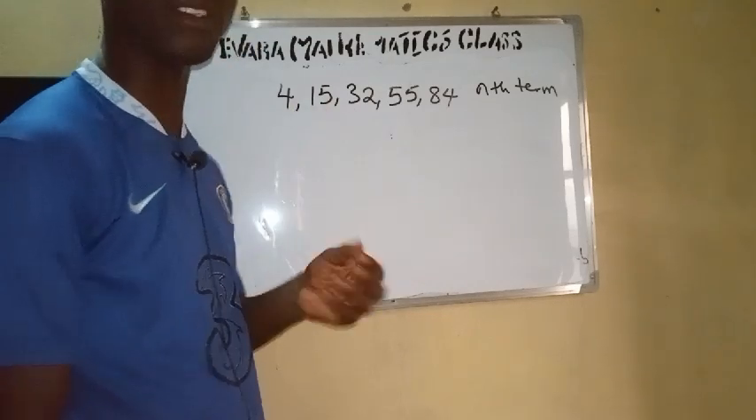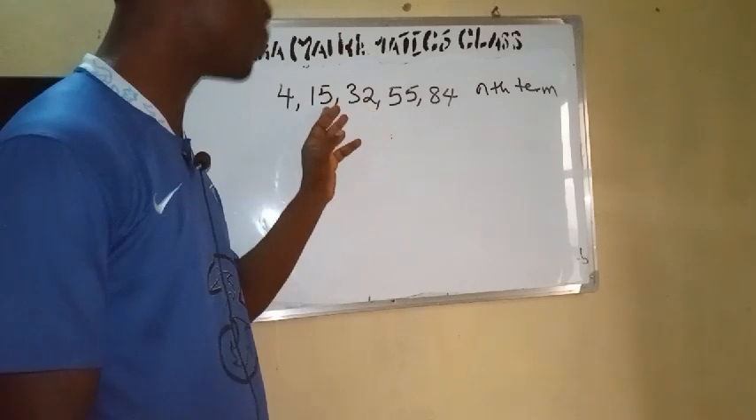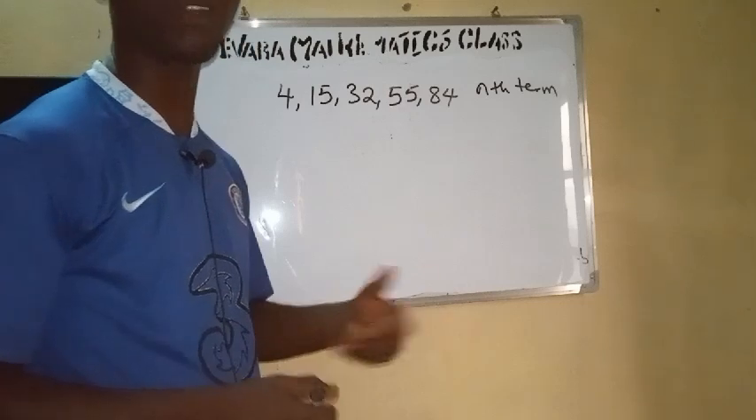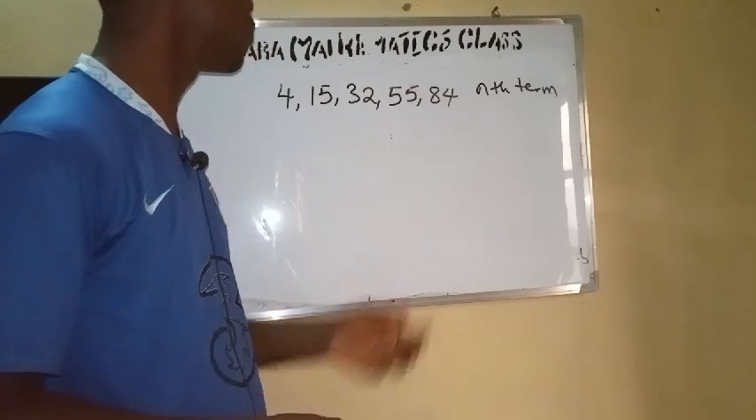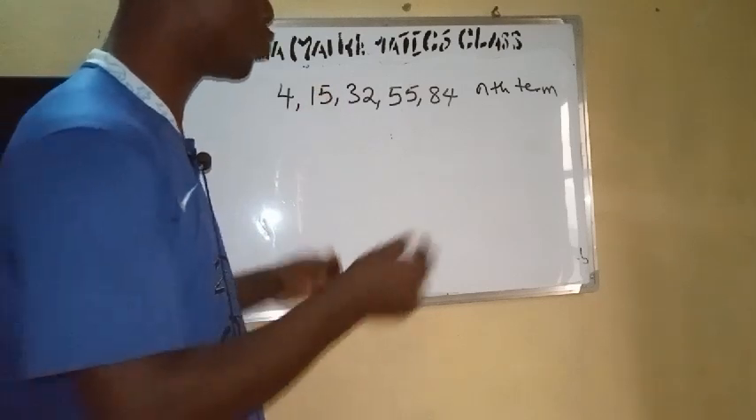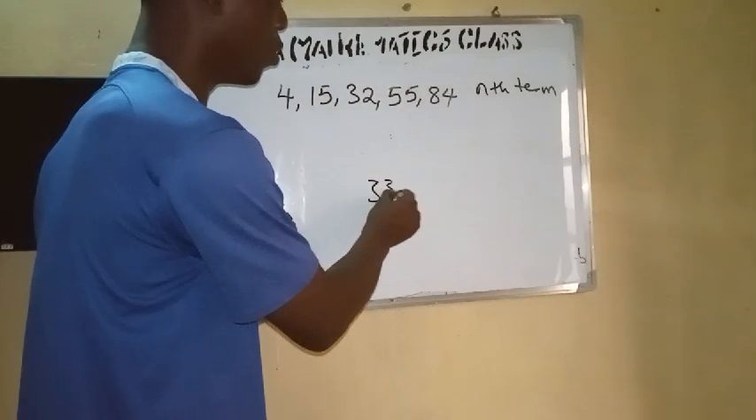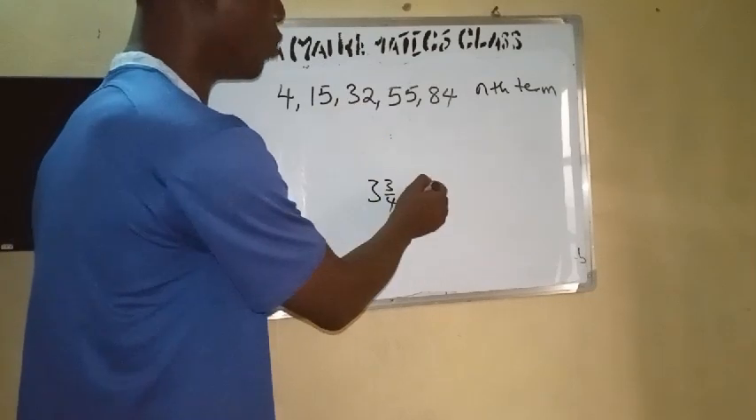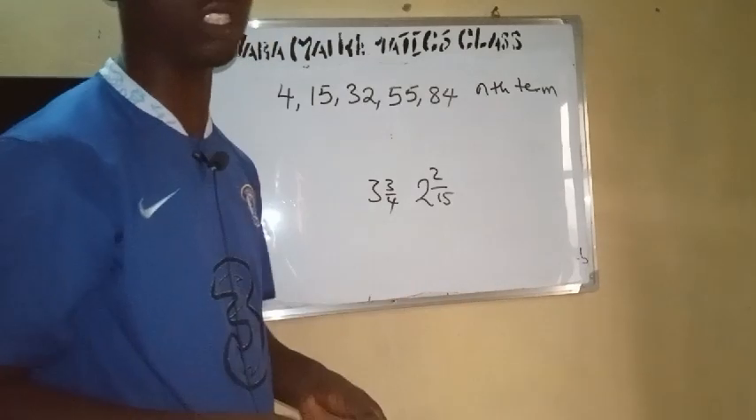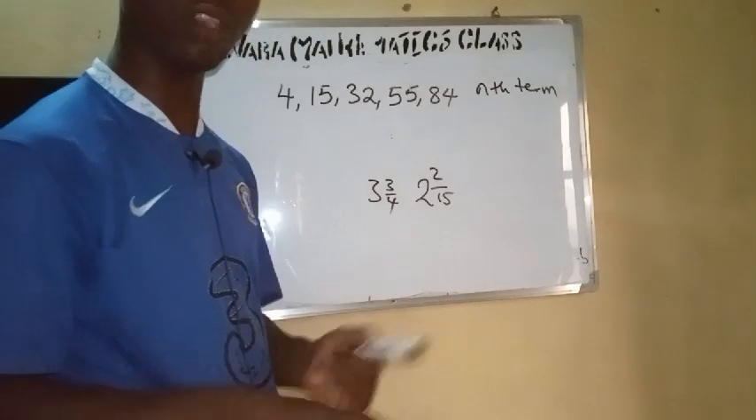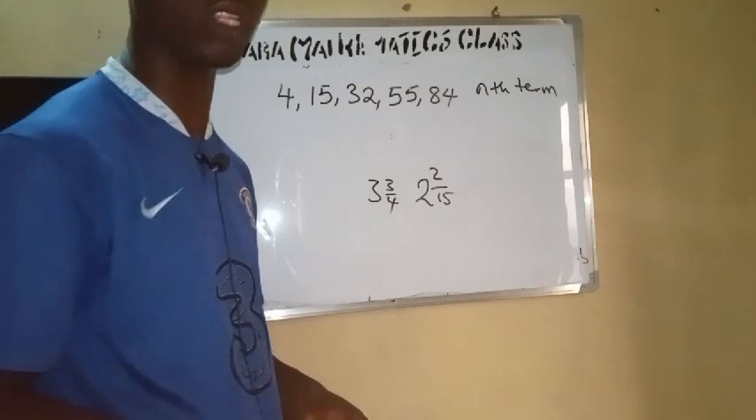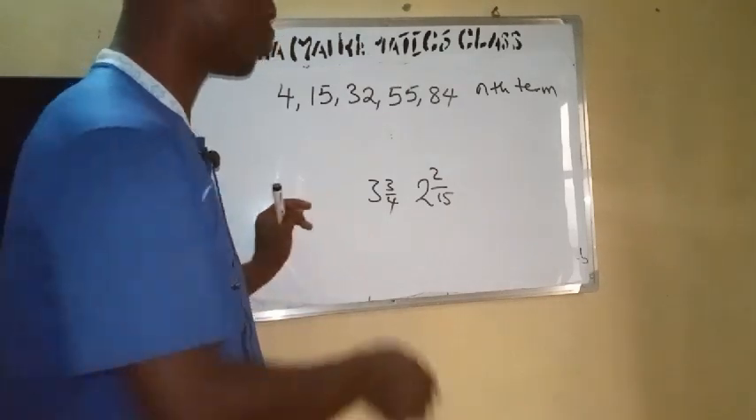15 minus 4 is 11. 32 minus 15 is 17. That means they don't have the same common difference. Now let's check whether it is a geometric progression. 15 divided by 4 is 3 whole number 3 over 4. 32 divided by 15 will be 2 whole number 2 over 15. So they don't have the same common ratio either. Since they don't have the same difference or the same ratio, it is not an arithmetic progression and it's also not a geometric progression.